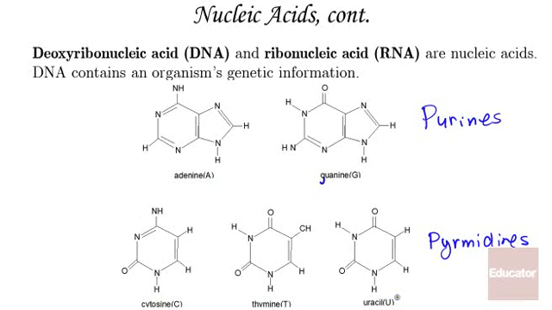One important thing to note is that thymine is found only in DNA, whereas uracil is found only in RNA. So in lieu of thymine, RNA has uracil. Otherwise, DNA and RNA have the same nitrogenous bases. A, G, and C are found in both DNA and RNA, thymine only in DNA, uracil only in RNA.